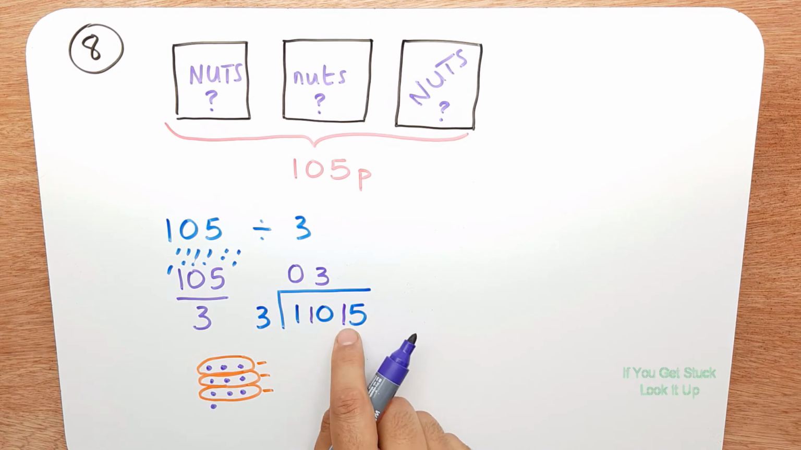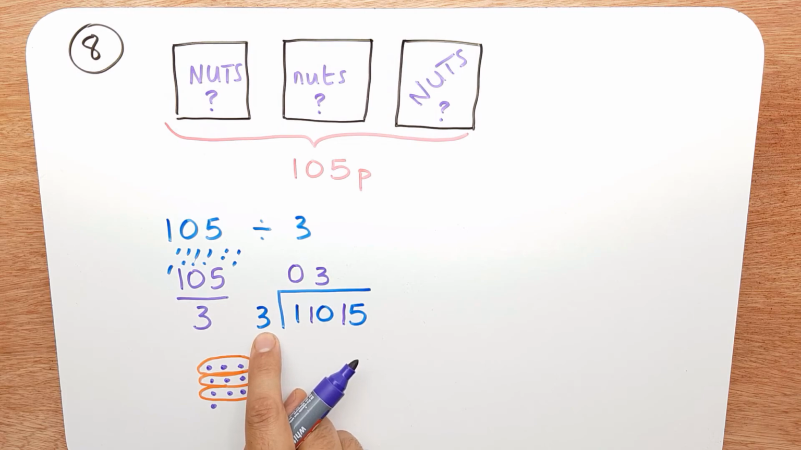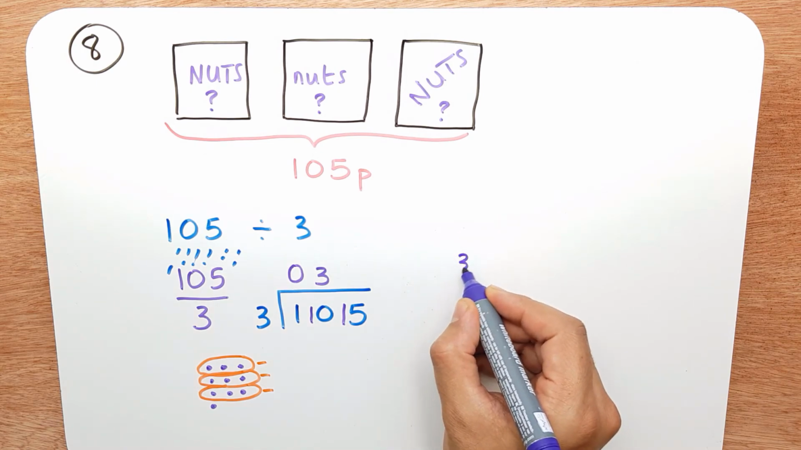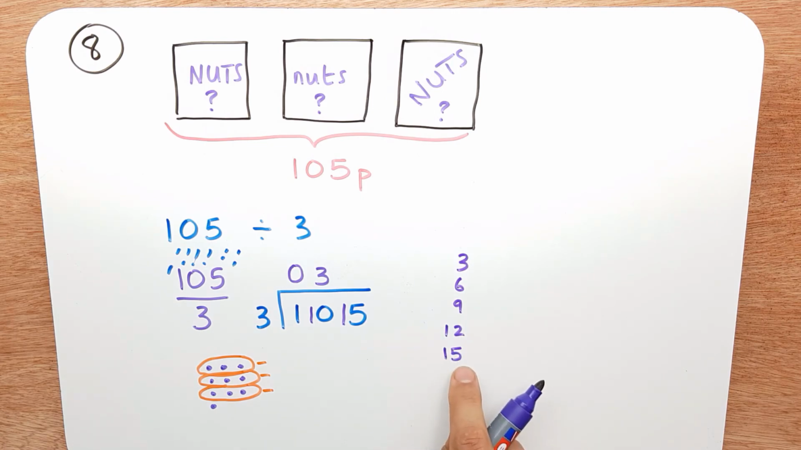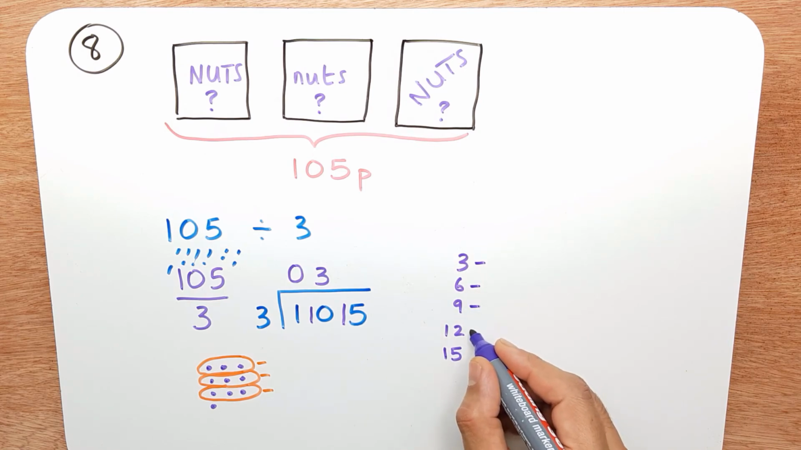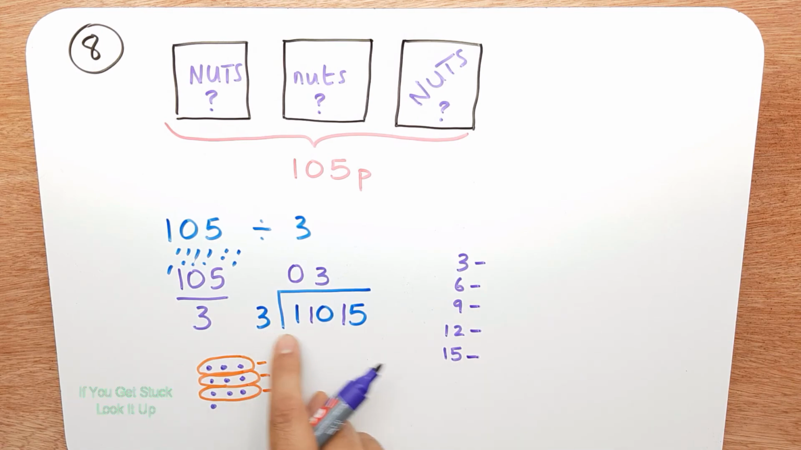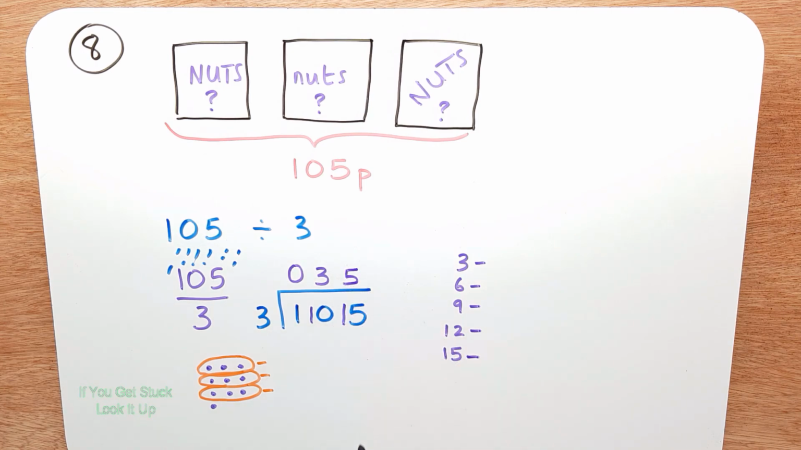So remember to carry the 1 over. Now this 5 becomes 15. So now you have to think, how many 3s are there in 15? Now we can do this another way. We can do it in the 3 times table. 3, 6, 9, 12, 15. And we can stop there. So that is 1, 2, 3, 4, 5. There's 5 lots of 3. So how many 3s are there in 15? 5 lots. So we put the 5 up there. And because there's no remainder, we can stop.